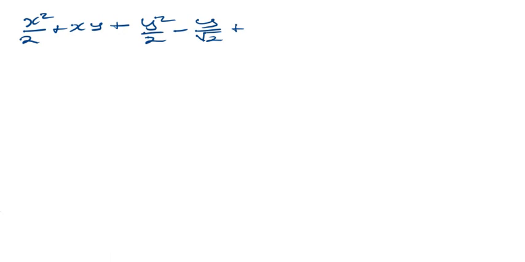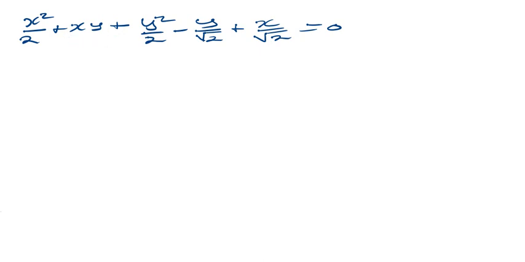sketch, I think. So what you were given is x squared divided by 2 plus xy plus y squared divided by 2, then minus y divided by root 2 plus x divided by root 2. Now remember, the first thing the question is asking you to find is the angle of rotation of axis for eliminating the cross product terms. The cross product terms you're talking about are these two right here.